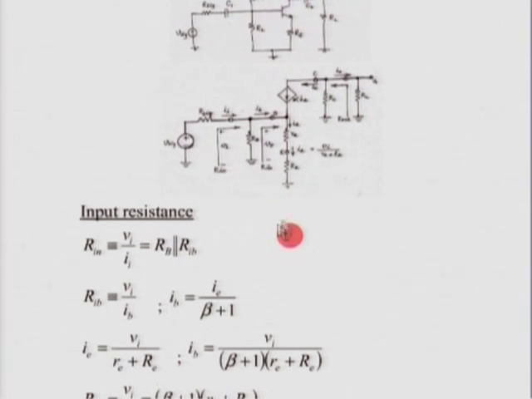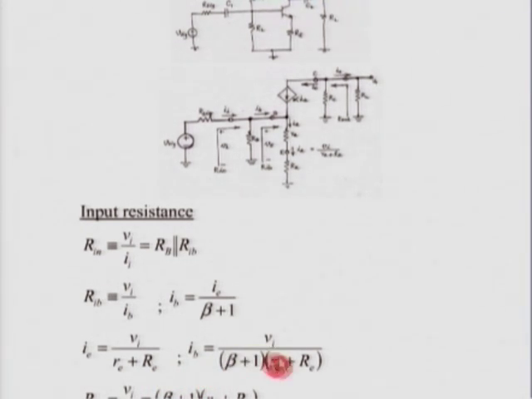Now, compared to the previous case when we had a capacitor between emitter and ground, here you would see that R iB, or the resistance looking into the base, is quite different. In this case, R iB is V i by I B, and I B we know is I E by beta plus 1, and I E we see, since we have V i here, the same V i is appearing at this particular terminal also. Therefore, I E can be easily calculated as V i by small r e plus capital R E.